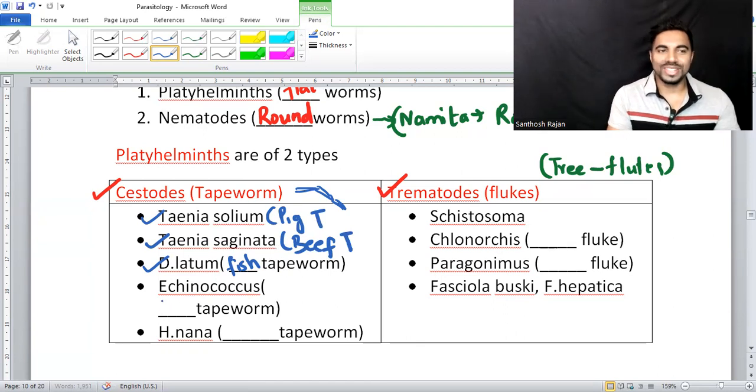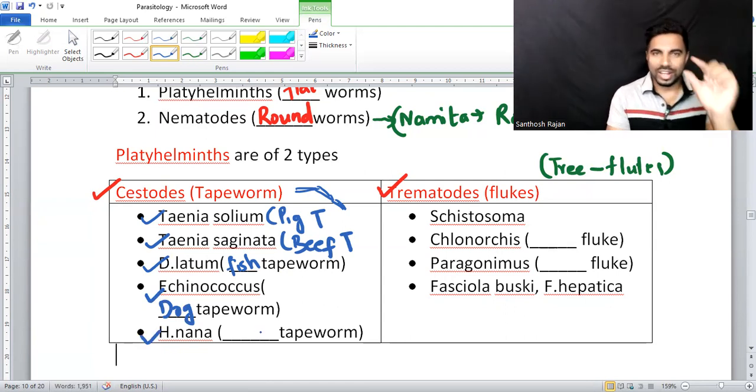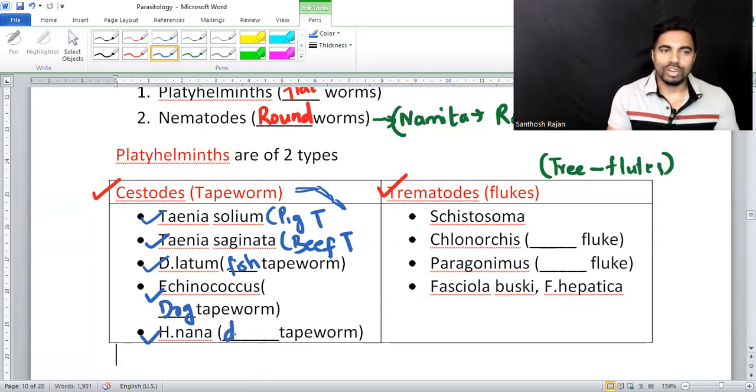Echinococcus is the dog tapeworm. Remember, right? Dog tapeworm. And H. nana, nana means small, it is itself small, like chota. So it is called dwarf tapeworm. We call this the dwarf tapeworm.